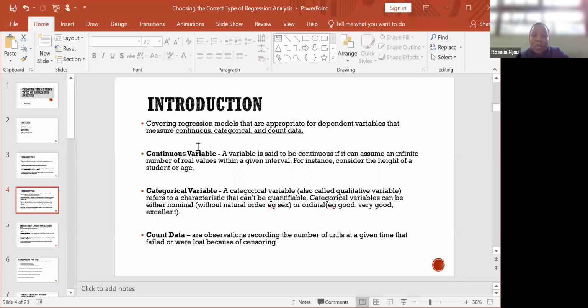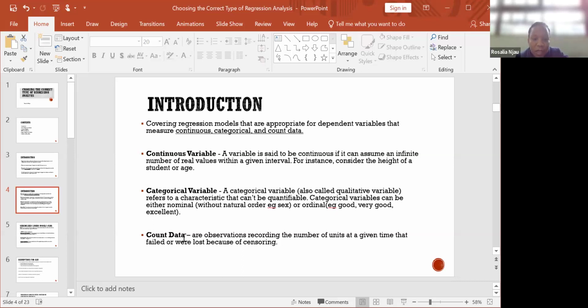And categorical variables are also known as qualitative variables. This refers to those that cannot be quantified. Categorical variables can either be nominal, those which do not follow any natural order, like sex, either male or female, or ordinal, like good, very good, excellent. There's a level within this, but you can't quantify it actually.